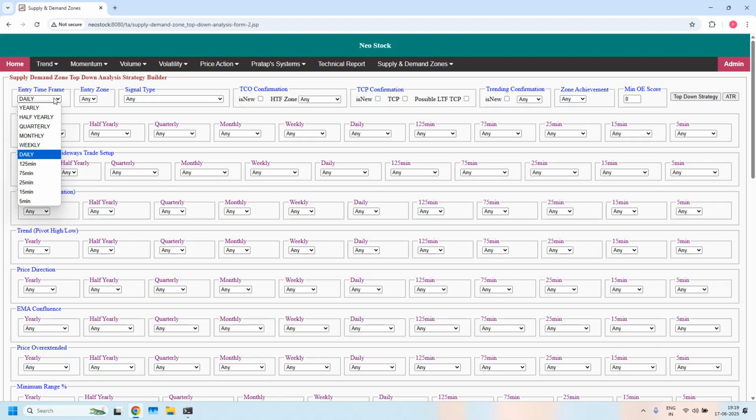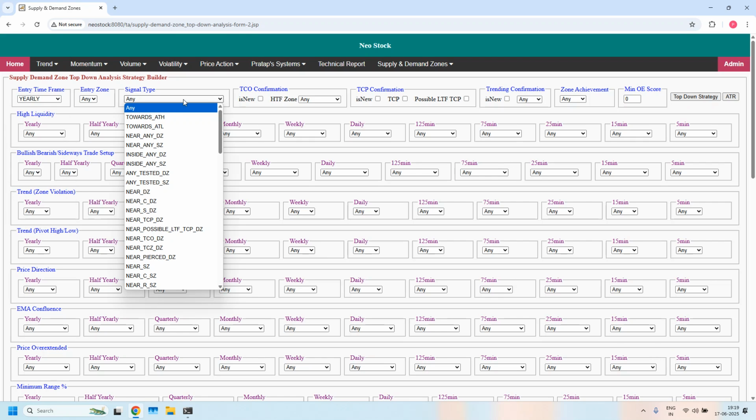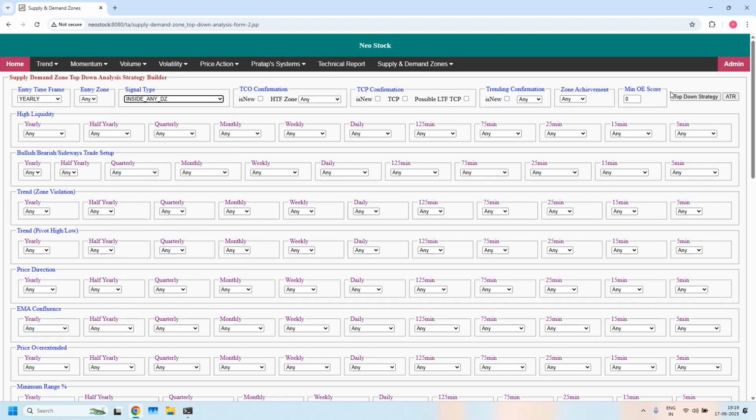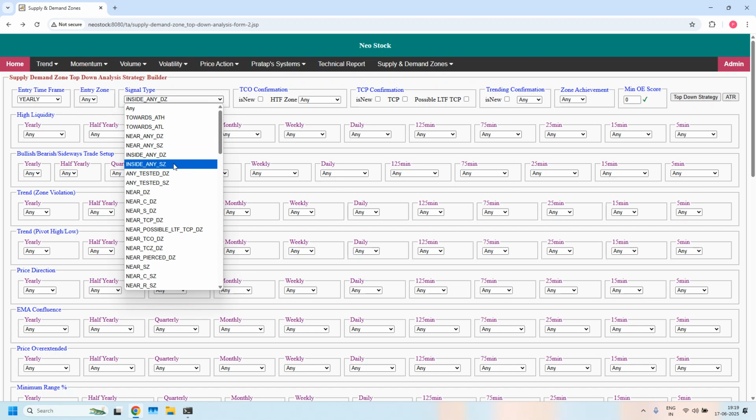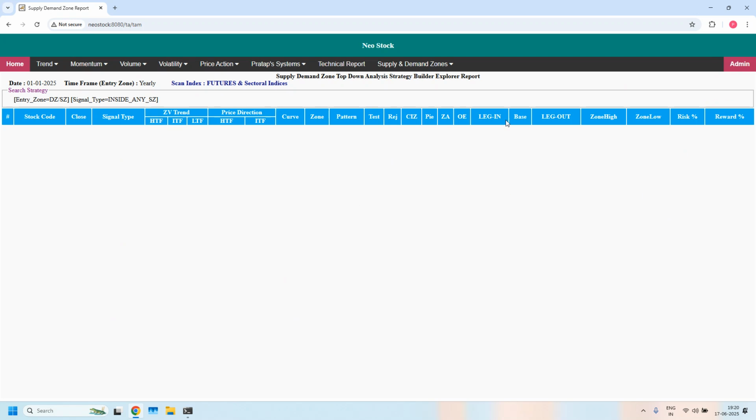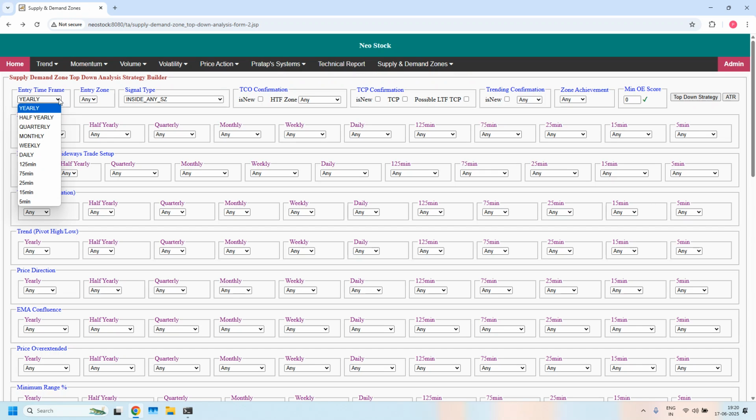Okay, starting with yearly time frame, price closed inside the yearly demand zone. One stock is filtered first time. No. Sorry, this is not near. This is inside the demand zone. Okay, next. Price closed inside the yearly supply zone. No stocks. Next time frame is a half yearly.